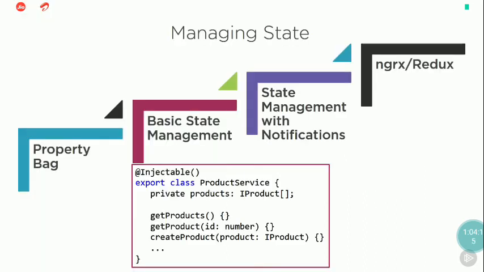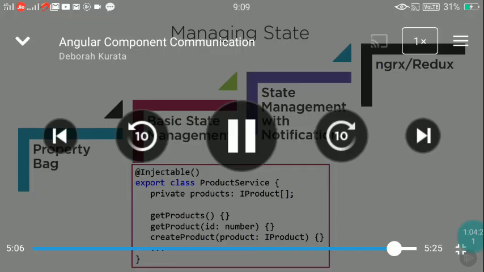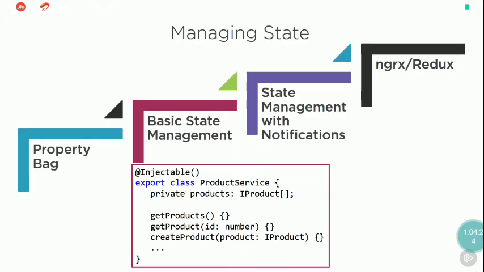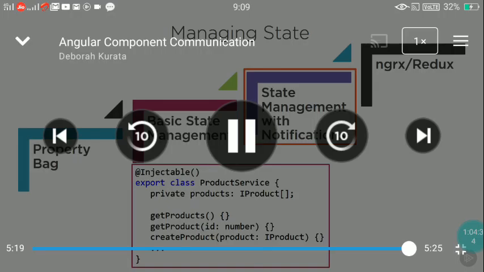Here again is our diagram of increasingly complex techniques for managing state as a communication mechanism. In the demos in this module, we built a basic state management service. That service worked great for bound values, as change detection handles change notifications. Up next, let's see how to add explicit notifications to our state management service.